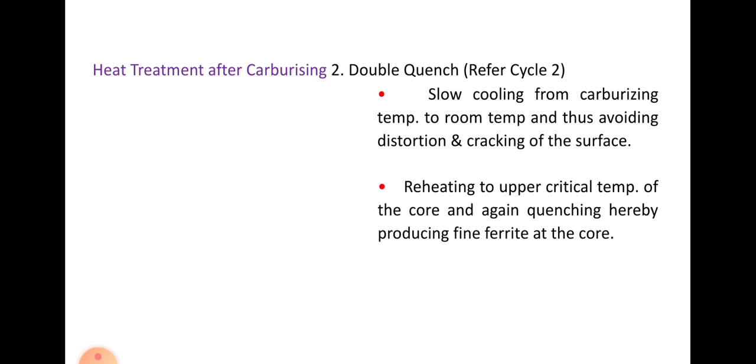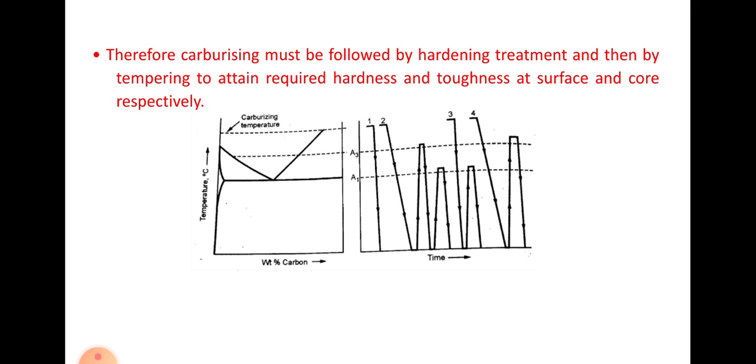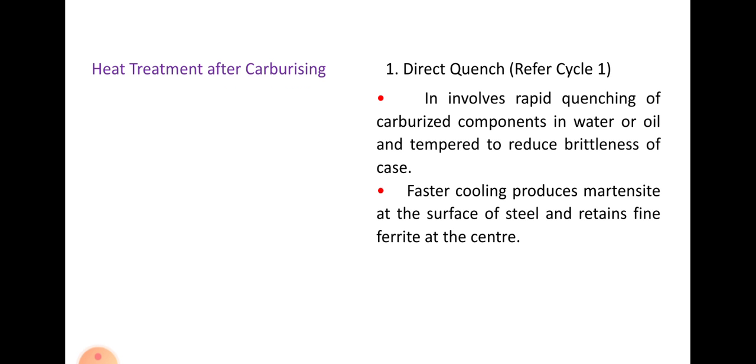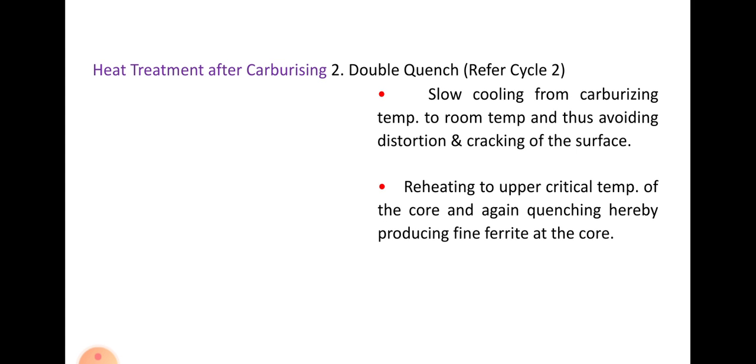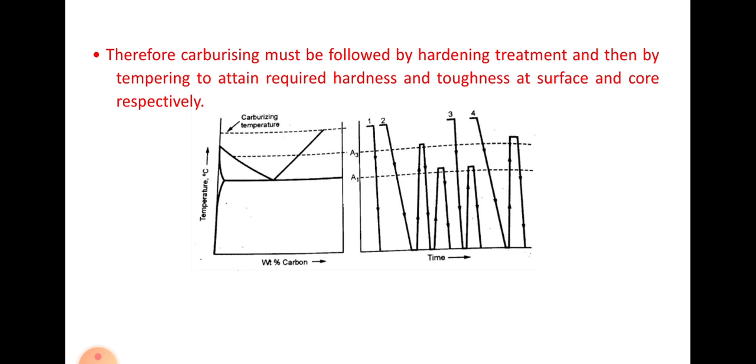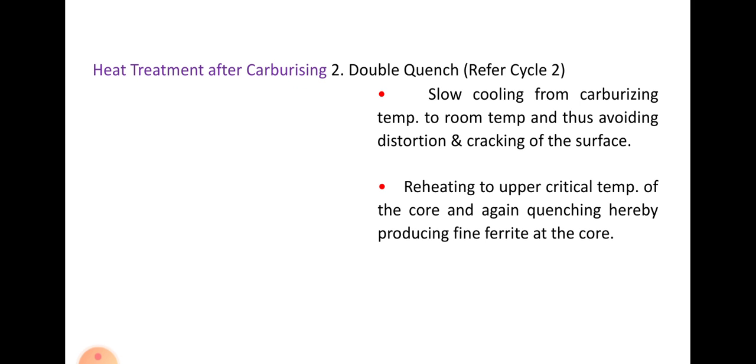Second is double quench, where there is slow cooling from carburizing temperature to room temperature, and again in this second step we heat the steel to the A3 critical temperature and then cool again. So it is called double quench. It gives fine ferrite at the core.